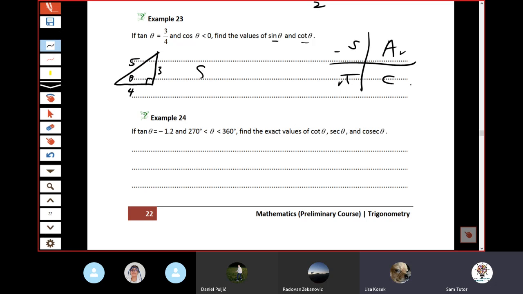So we're going to find sine theta now. Sine theta is equal to opposite over hypotenuse. So what's your actual answer for sine theta? 3 over 5. But it's meant to be negative because cos is less than 0 here. So the answer is negative 3 over 5.